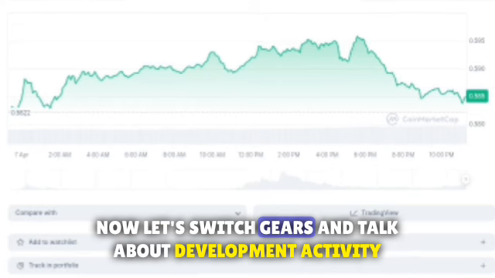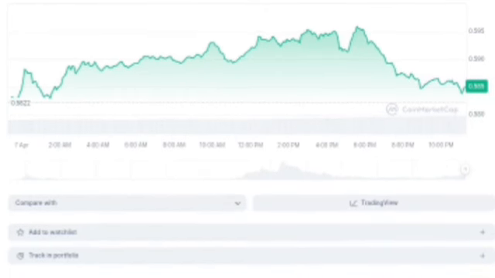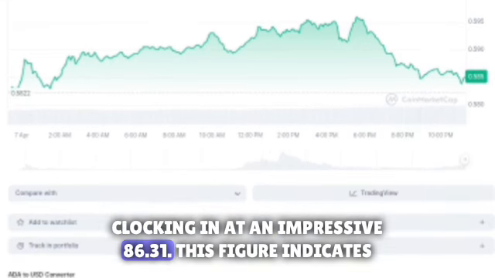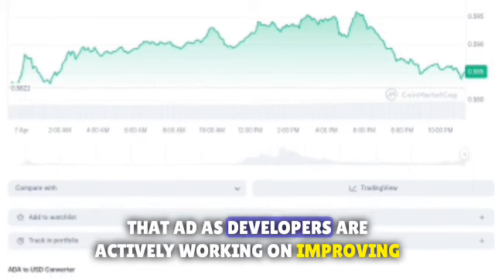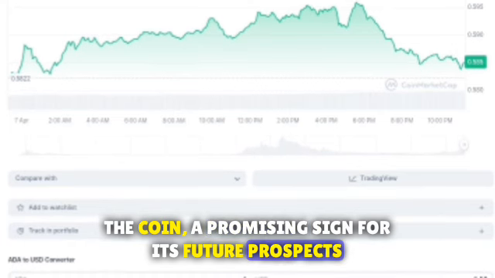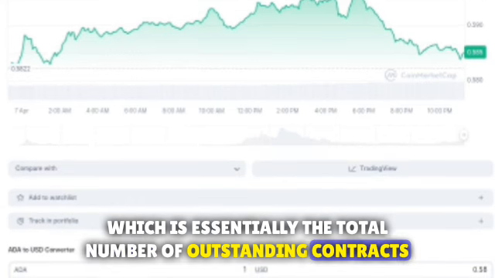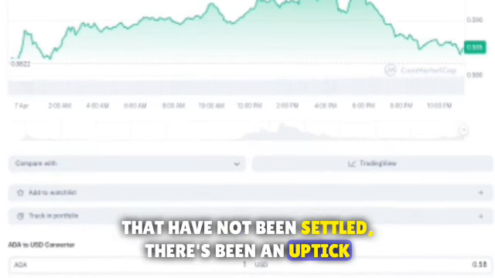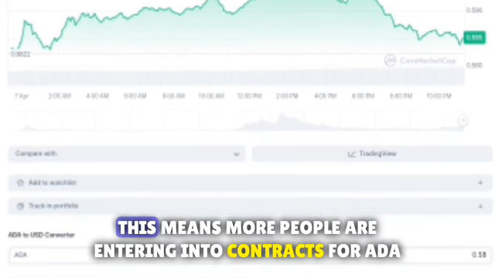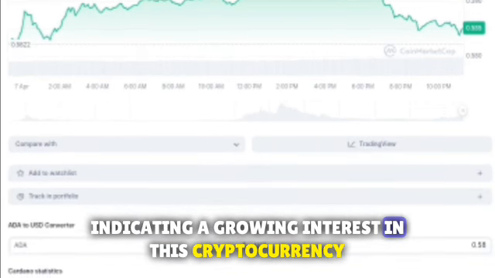Now, let's switch gears and talk about development activity. Here's where we find some encouraging news. ADA's development activity is positive, clocking in at an impressive 86.31. This figure indicates that ADA's developers are actively working on improving the coin, a promising sign for its future prospects. In terms of open interest, which is essentially the total number of outstanding contracts that have not been settled, there's been an uptick. It's increased by 0.76% to $1.1 billion. This means more people are entering into contracts for ADA, indicating a growing interest in this cryptocurrency.